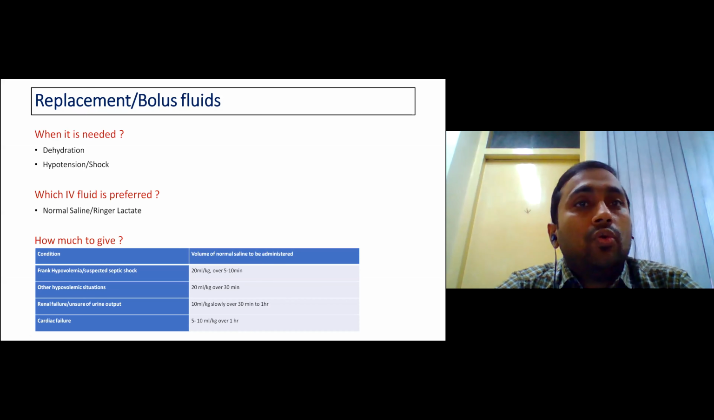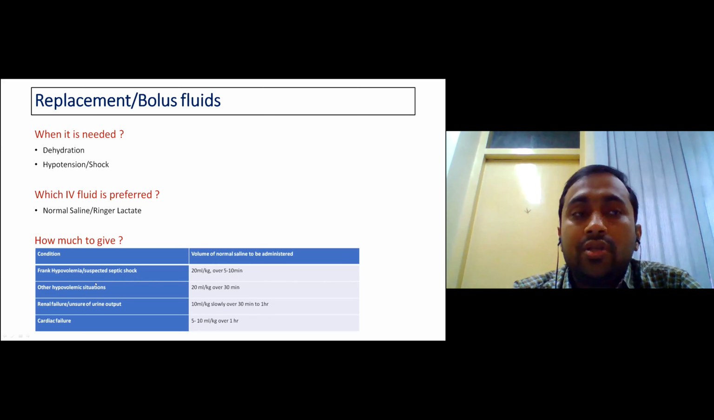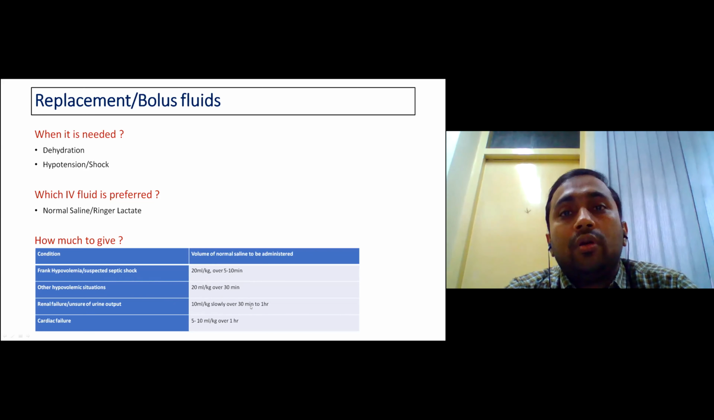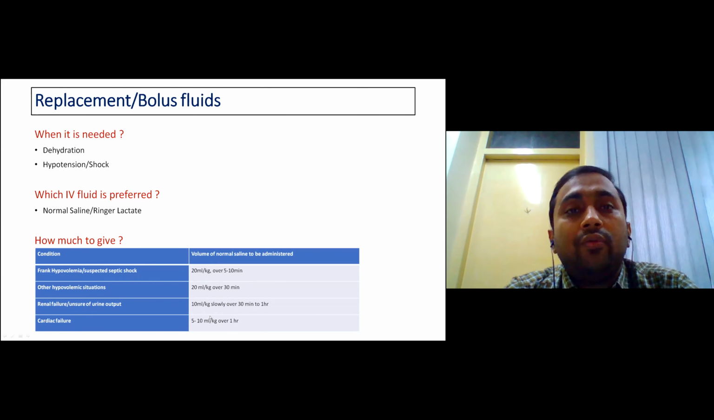How much to give? So in different conditions, we use different volume at different rate. Like for frank hypovolemia and septic shock, we can use a higher volume, 20 ml per kg, given rapidly over 5 to 10 minutes, can be repeated 2 to 3 times. For other hypovolemic situations, not in frank shock, we can use the same volume a bit slower over 30 minutes. In a state of renal failure or when you are unsure of urine output, we use even lower volume given over 1 hour. And for cardiac failure, we use 5 to 10 ml per kg given very slowly over 1 hour.